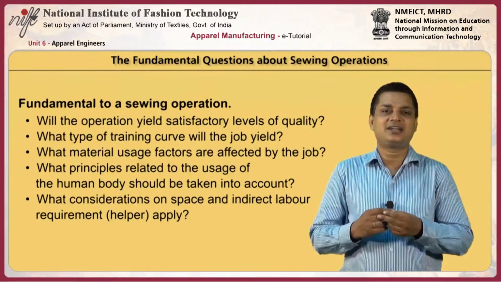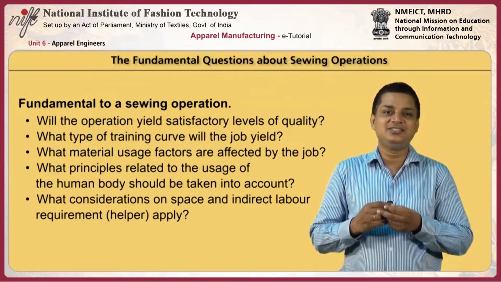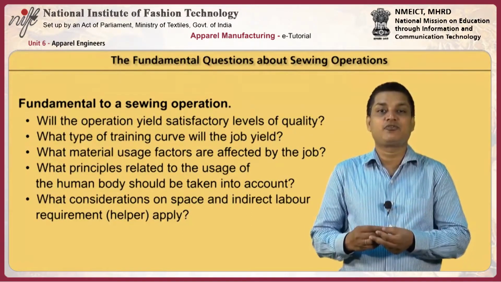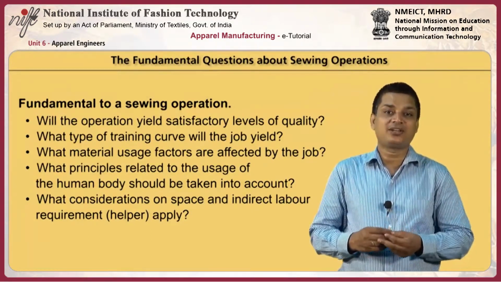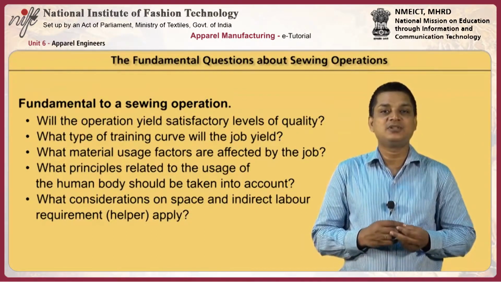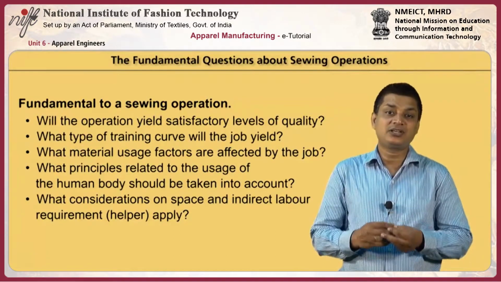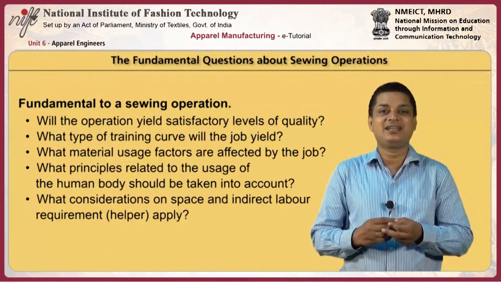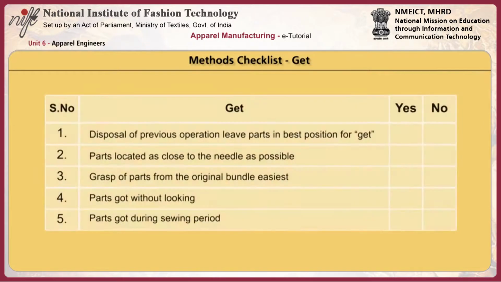Other questions that are fundamental to a sewing operation are: will the operation yield a satisfactory level of quality? What type of learning curve will the job yield? What material use factors are affected by the job? What principles related to the use of the human body should be taken into account? What considerations on space and indirect labor requirements, such as helpers, apply? This list can be used to check items used during a sewing operation.